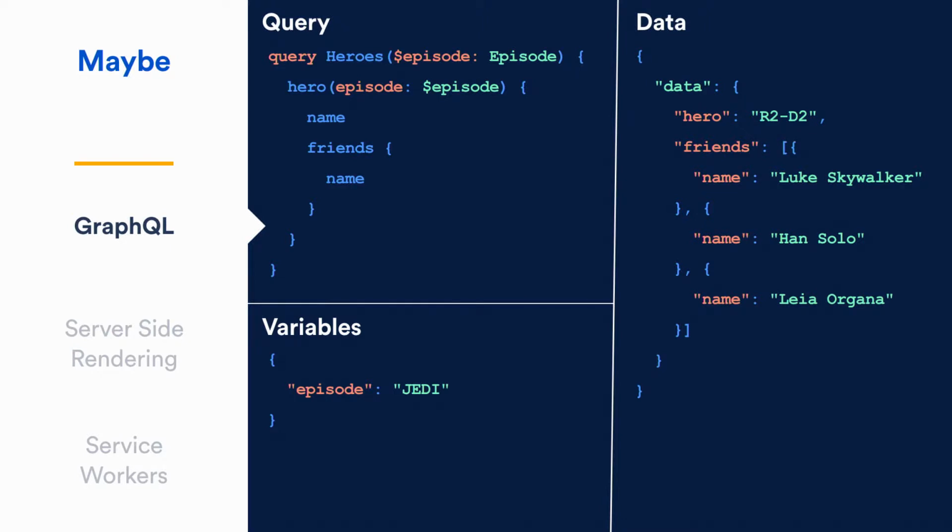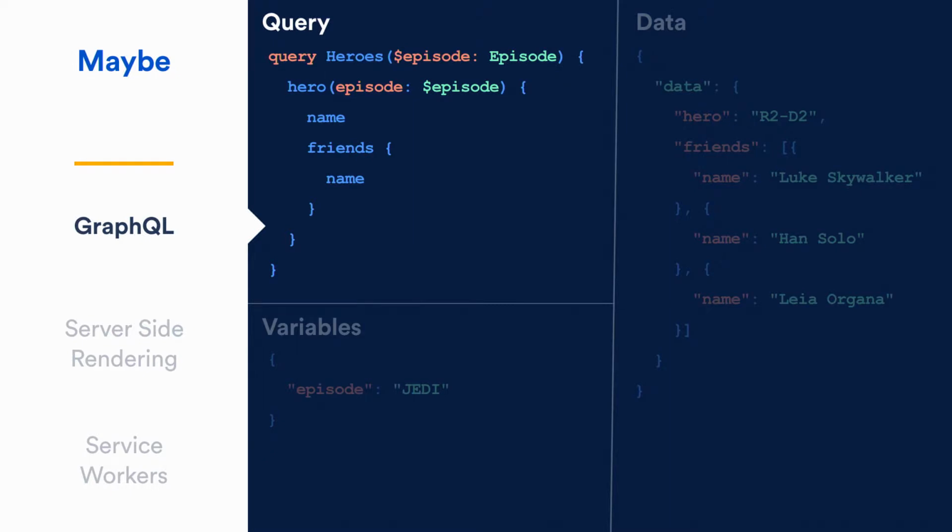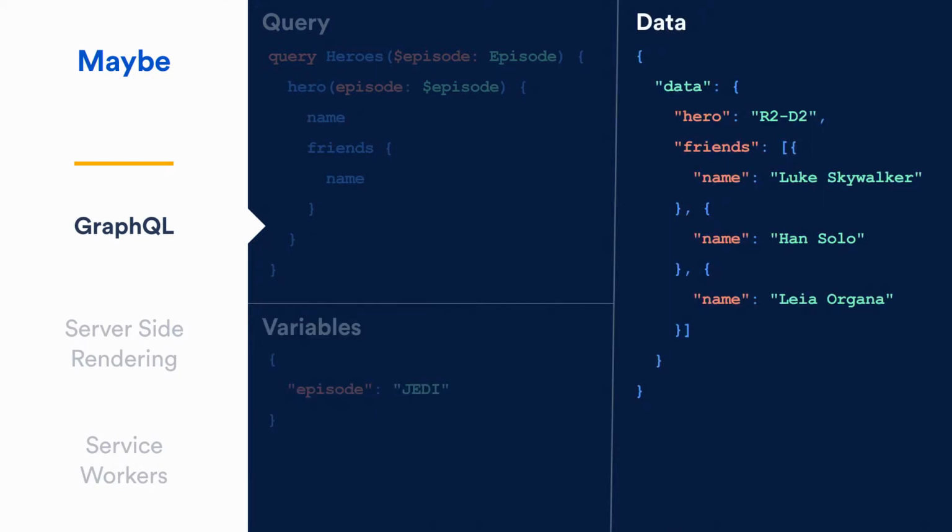And this is just a quick example of how a GraphQL query might look. You might want to ask for specific fields on an object. You could provide variables for making the query dynamic, and the response would match exactly the shape that your client requested.